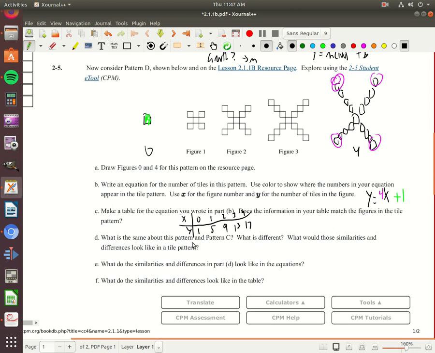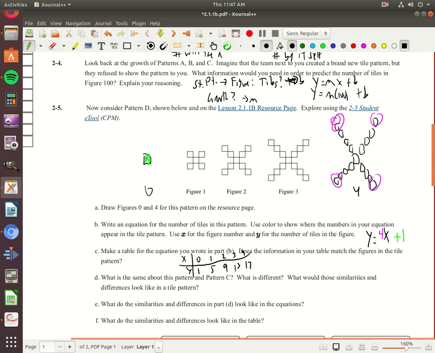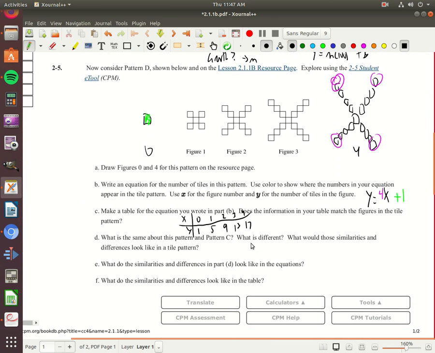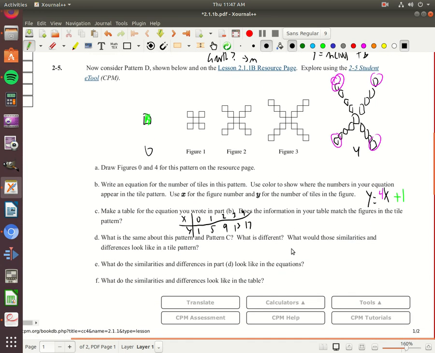What is the same about this pattern and pattern C? Looks like the starting point is the same. They both start with 1 tile. What is different? The growth. This one grows by 4. This one only grew by 3. What would those similarities and differences look like on a tile pattern? Well, like I said, they both start with 1 tile. However, after figure 1, D would have 1 extra tile in it.